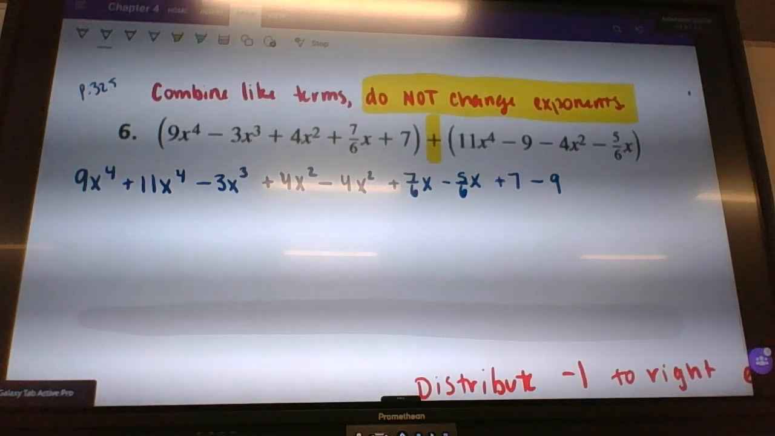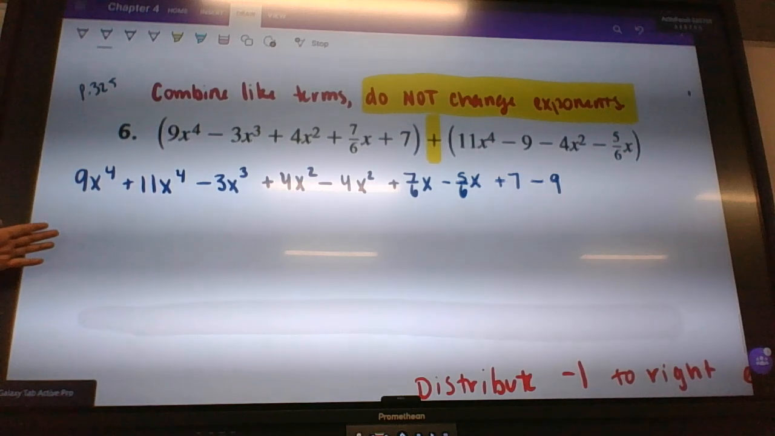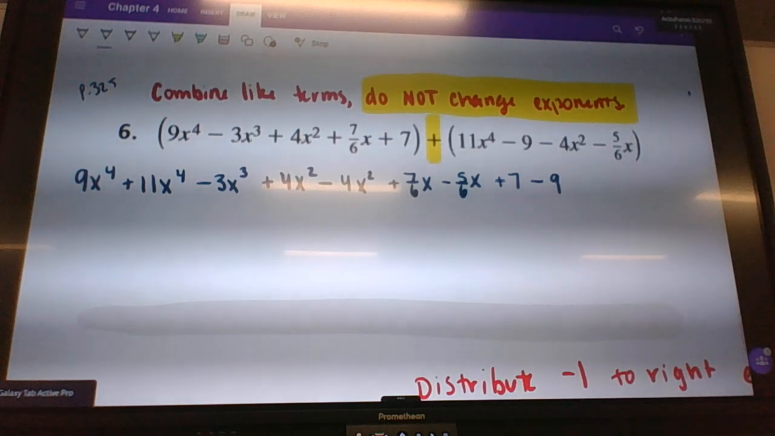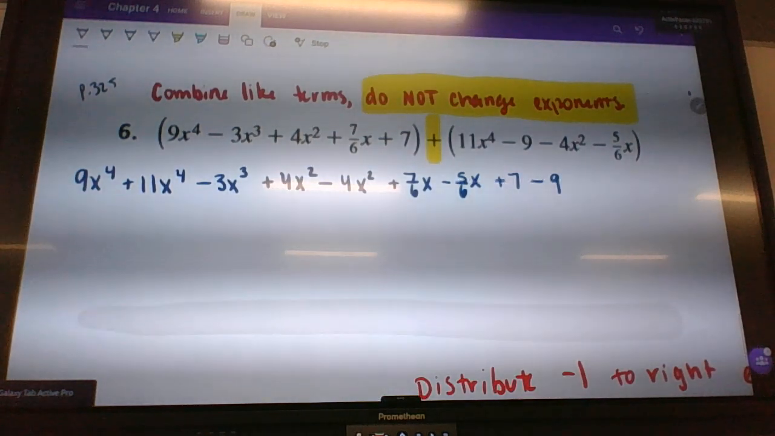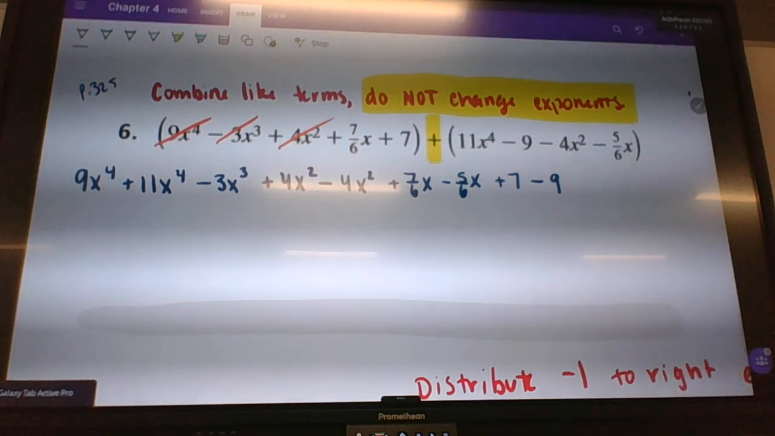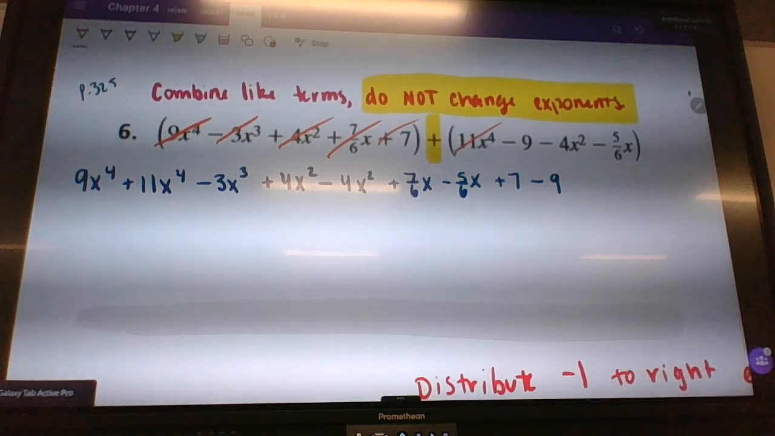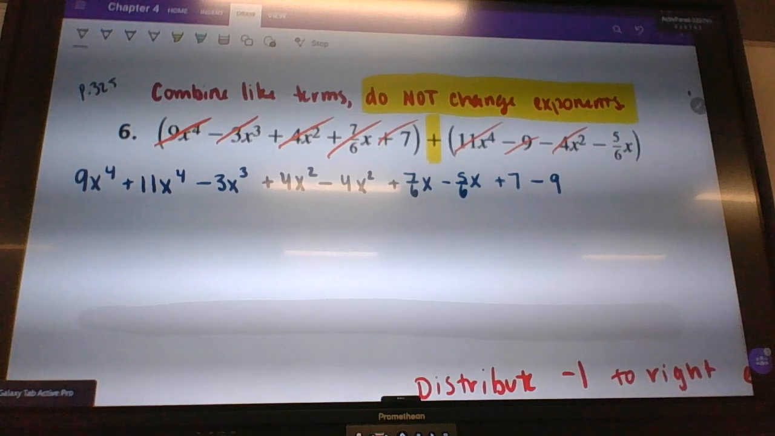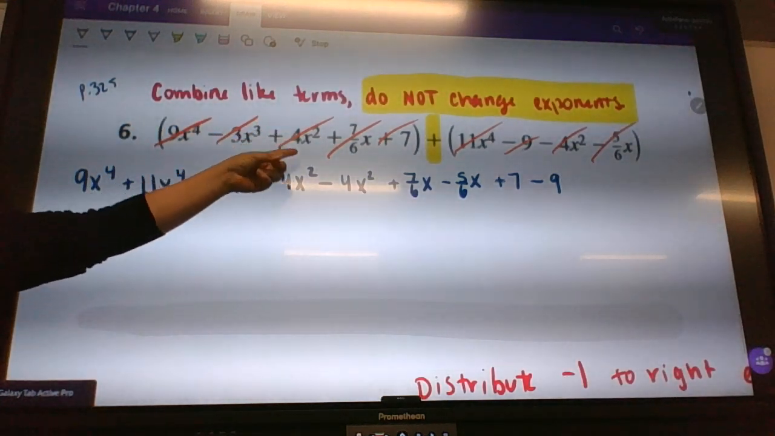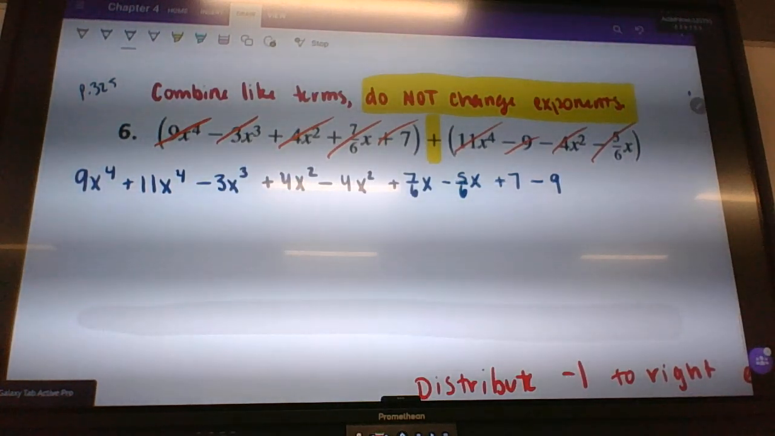Another thing I like to do, especially if this was a test where I might be a little bit nervous or feel rushed, with this many terms, we can accidentally forget something. So I'm going to check and make sure I wrote everything down. I'm going to go through and cross out, make sure I got them all. So yeah, I wrote that. Got that. I got 4x squared. I got 7/6. I wrote 7. I wrote 11. I wrote 9. I wrote 4. And I wrote 5. So I will go through and double check, make sure that I actually wrote every term down to start combining. And now when I combine, I'm just adding coefficients, exponents stay the same.